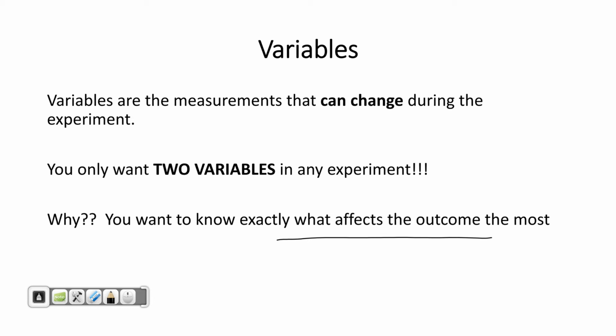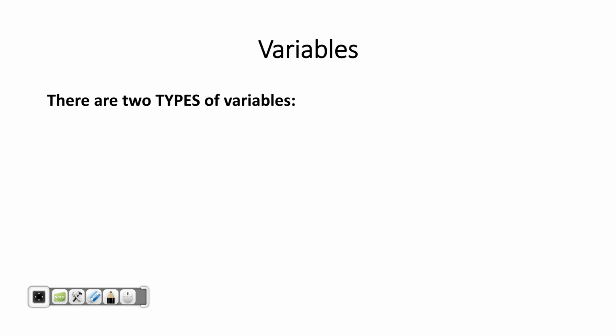So again, the whole idea of the two variables is to make it clear what is causing the change, or maybe not causing any change. I mean, that's the other thing to be aware of. Sometimes we test something and it doesn't affect it. That's a good experiment. You figured out something that doesn't affect the outcome. So it could be multiple things.